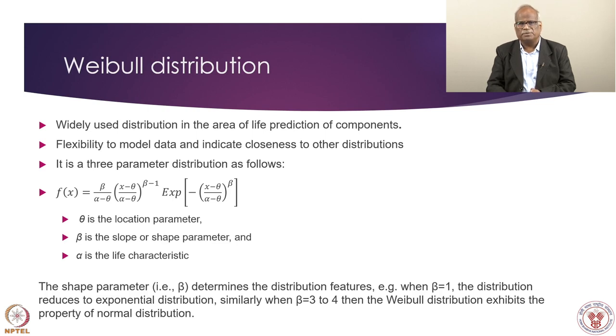So generally the practice is to omit this parameter. If I make this parameter equal to 0, then it will become beta upon alpha times x upon alpha raised to power beta minus 1, exponential of minus x upon alpha raised to power beta. And that we'll see. As I mentioned, if beta is equal to 1, then the distribution reduces to exponential distribution. And similarly, when beta is between 3 and 4, the Weibull distribution exhibits the property of normal distribution.